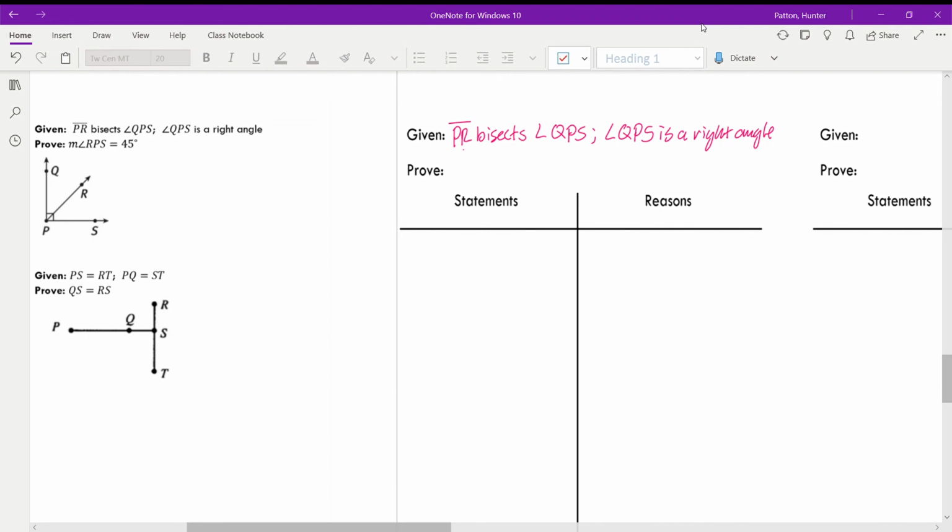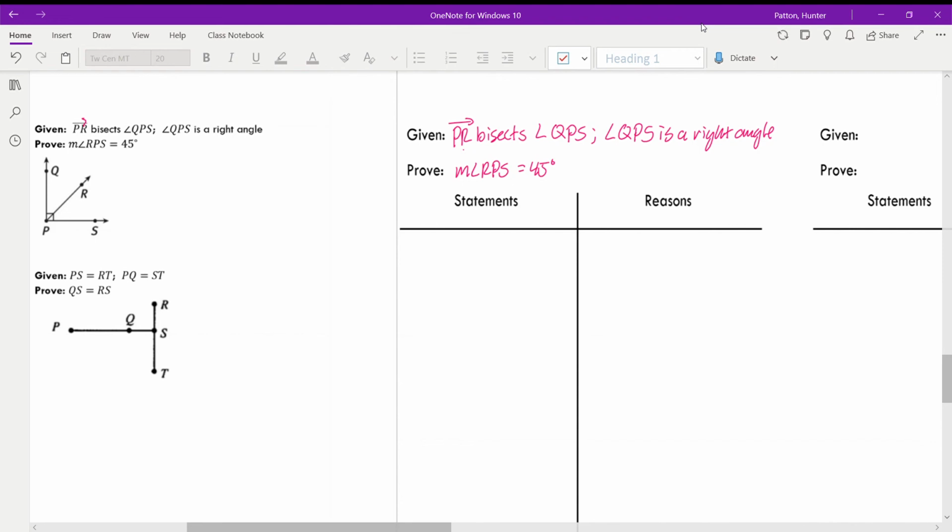We want to prove that the measure of angle RPS is equal to 45 degrees, which kind of makes sense. So if PR bisects angle QPS, so I have angle QPS right here, PR is bisecting it, and I know that QPS is a right angle. If PR is splitting angle QPS, the right angle, in half, it forms two 45-degree angles. That's what we're trying to show, that RPS is 45.